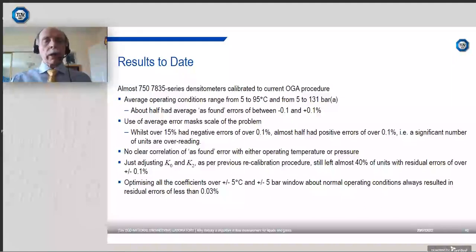i.e. overreading. We didn't find any clear correlations with the as-found error between operating temperature and pressure, which had actually been a concern previously because the previous recalibration procedure had only been done at 20 Celsius and 1 bar. There was a concern that as you moved away from that, you would see a bias. We didn't see that. But adjusting the coefficients, the K0 and K2, as per the previous calibrations would still leave a lot of the units with large residual errors. Optimizing all of them over a plus or minus 5 degree, plus or minus 5 bar window always results in residual errors of less than 0.03.